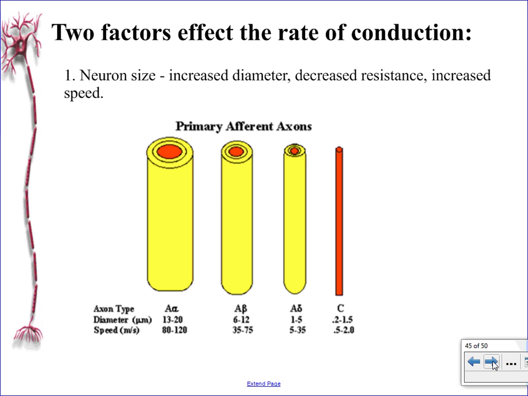Two important things that you do need to know determine how fast a message is going to be sent. Remember that squid axon, half a millimeter or more in diameter. That's one way that an organism can increase how fast a message is traveling down the length of the neuron: to increase its size. And by size, we're really talking about the cross-sectional diameter. This decreases the resistance and increases how fast that message is being sent. So what it comes down to: the fatter the neuron, the faster the message is going to be sent.